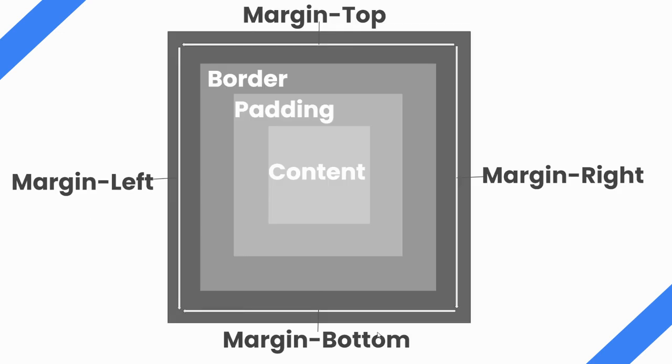So here we have a pictorial representation of how the margin actually appears on every HTML element. So this is a picture of the box model, but here we are focusing more on the margin. And as you can see, we have the margin top, the margin bottom, also the margin left and the margin right. And you can also see that within the margin, which is the darkest gray color, you have the border area, the padding, and the content area.